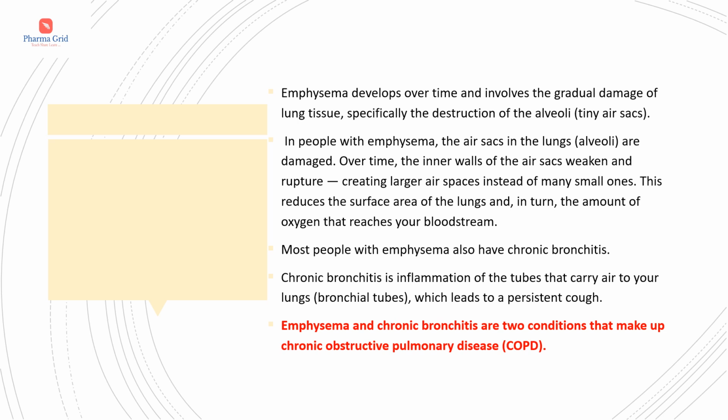Most people with emphysema also have chronic bronchitis. Chronic bronchitis is inflammation of the tubes that carry air to your lungs, the bronchial tubes, which leads to a persistent cough. So emphysema and chronic bronchitis are the two conditions that make up chronic obstructive pulmonary disease.